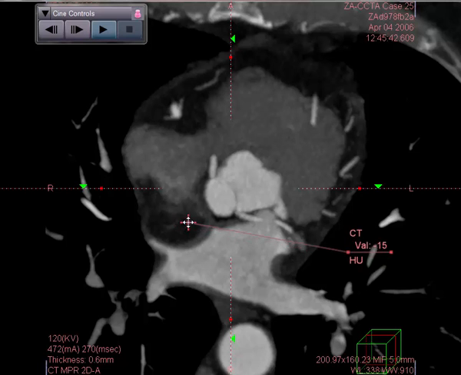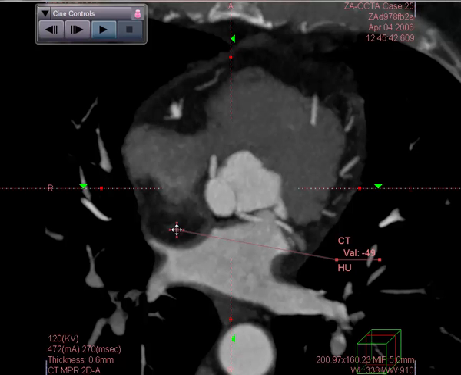As we move about, this falls into the typical range of a lipomatous structure, which is generally -30 to -150 Hounsfield units. Now, this is an intra-pericardial lipoma, a benign, relatively uncommon finding, but certainly something you'll see probably out of 1 out of 200 cases.